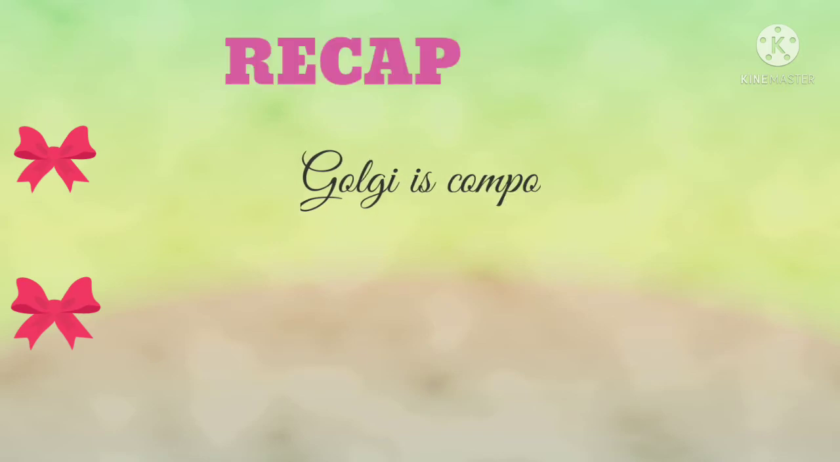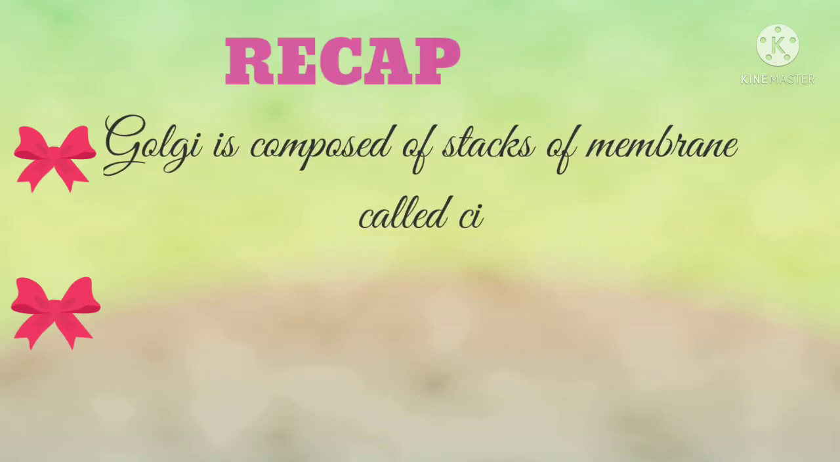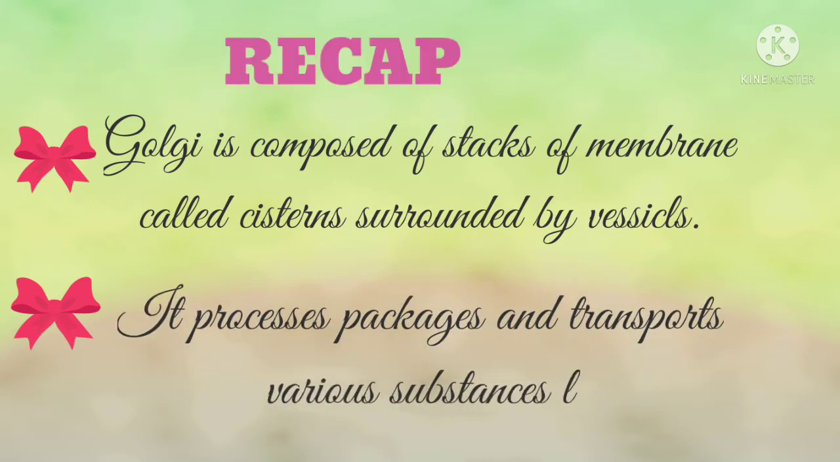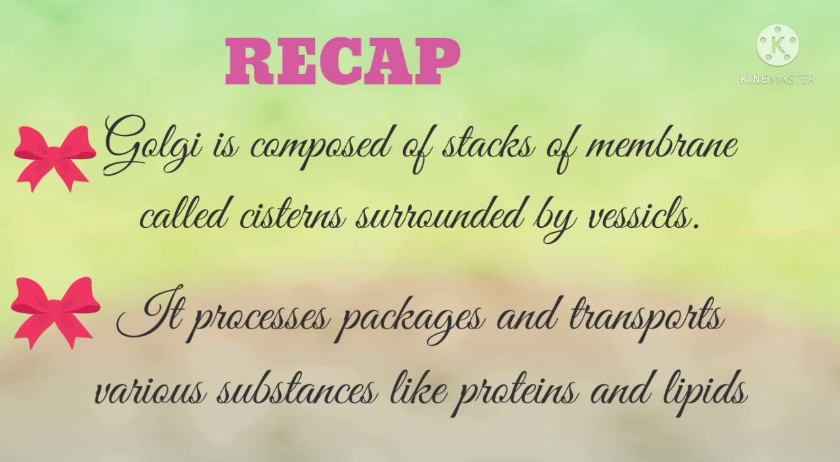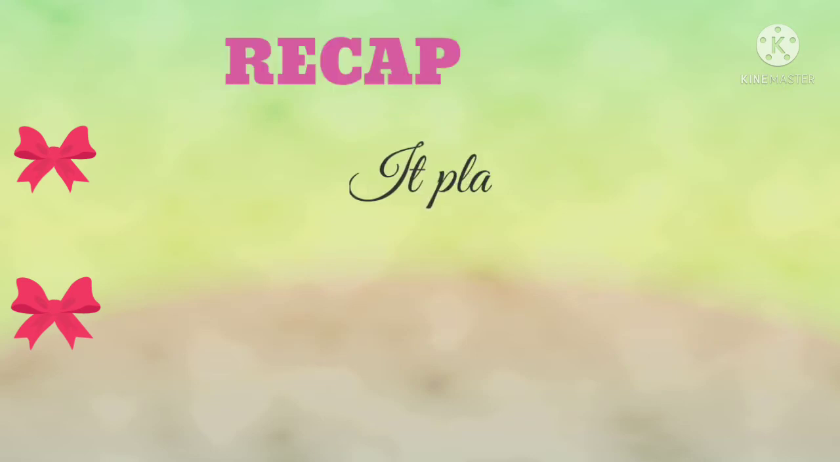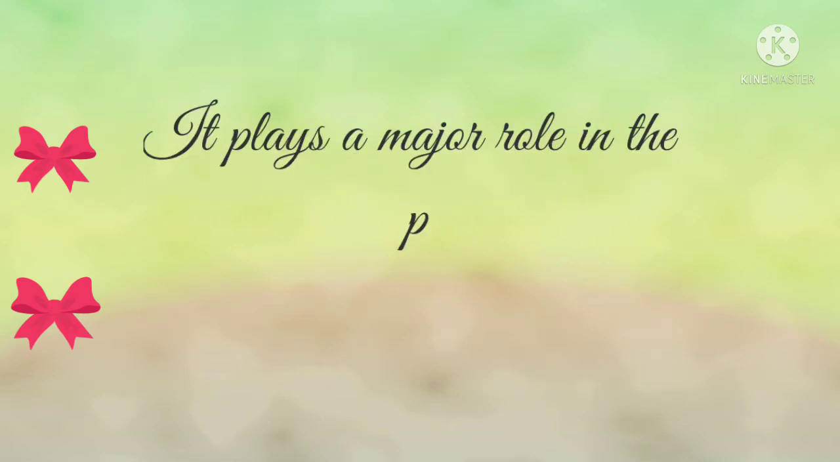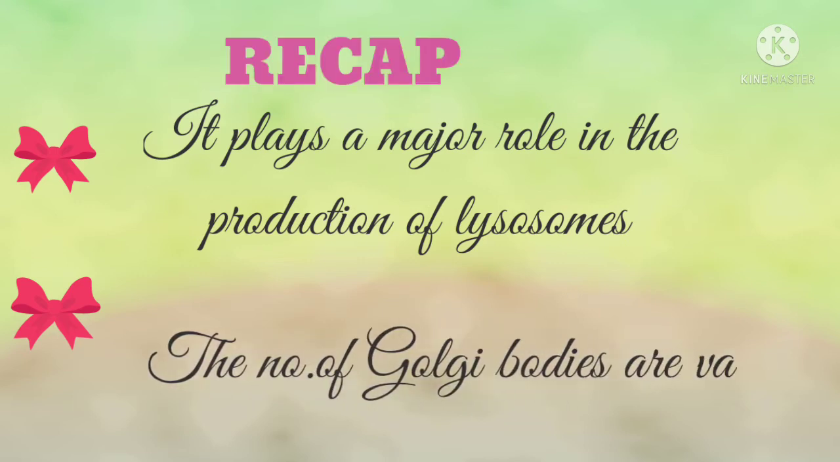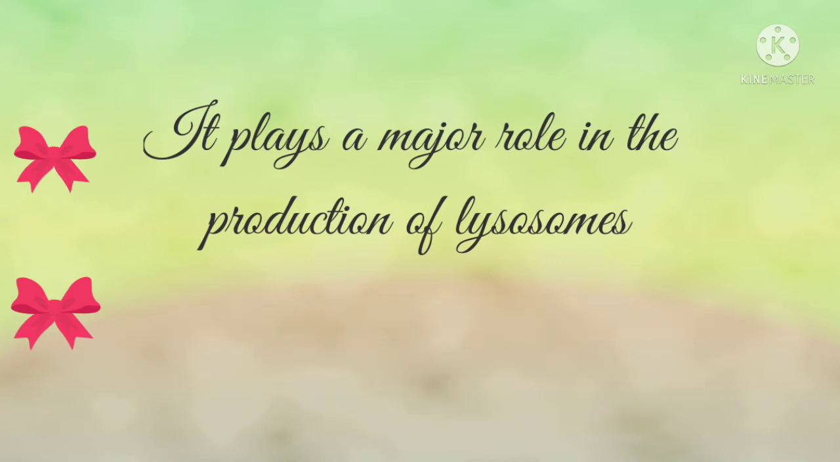Children, once again a recap about Golgi bodies. The Golgi is composed of stacks of membrane called cisterns surrounded by vesicles. It processes, packages and transports various substances like proteins and lipids. It plays a major role in the production of lysosomes. The number of Golgi bodies varies from cell to cell.